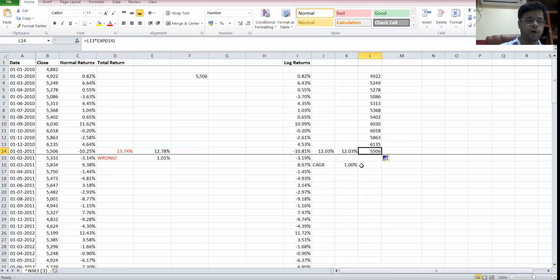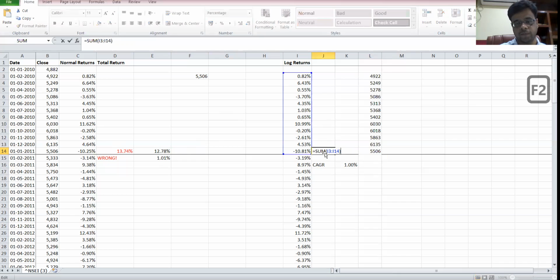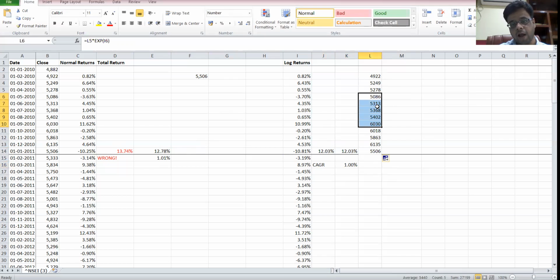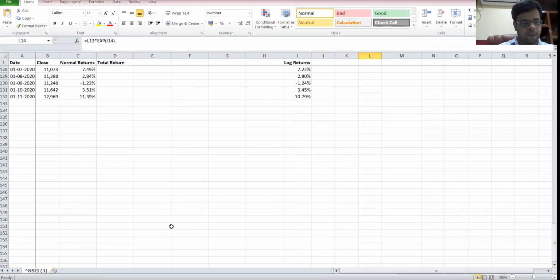So what are the advantages of the log function? The log function is additive in nature. The log function gives you CAGR in a much less complicated way. But on the flip side, the inverse calculation is a little less intuitive. But once you get the hang of it, it becomes second nature. Now, why do I recommend the log return?